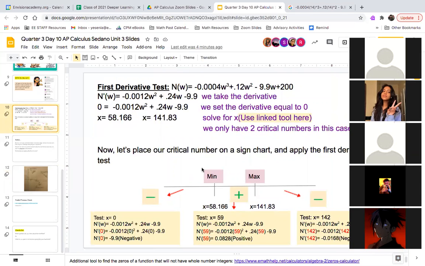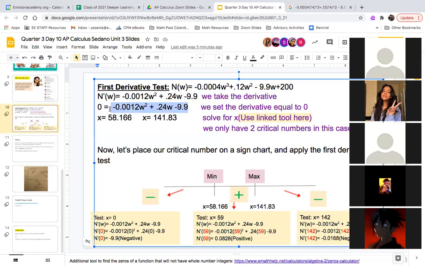This is the critical points. It's on slide number 10. So remember what we did. I put my original function, I took the derivative, and I set the derivative equal to 0. But something different happened at this step. Usually at this point, we'd have to factor our function, but we couldn't use the Math Papa tool I gave you before to help us check our work.